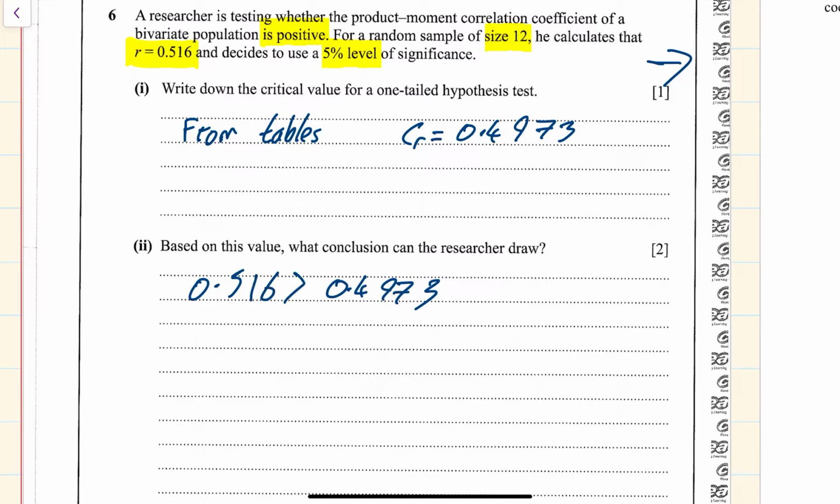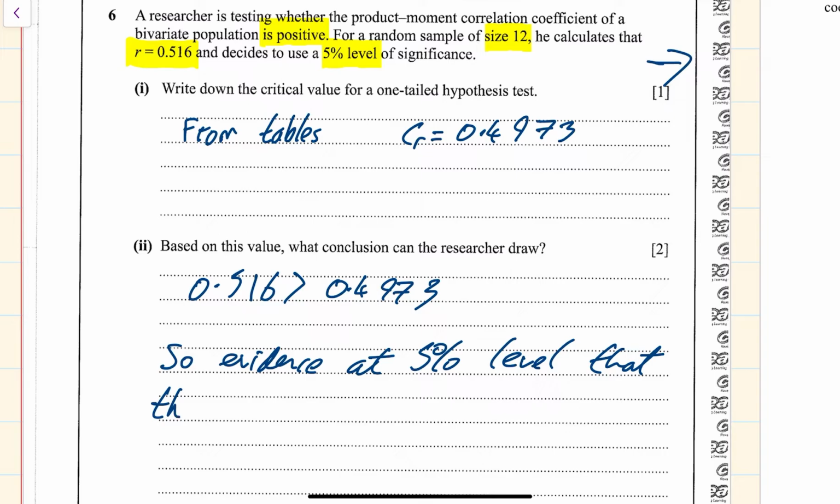It is greater than the critical value, which means there is evidence at 5% level that there is positive correlation. So let's go through that again, right?